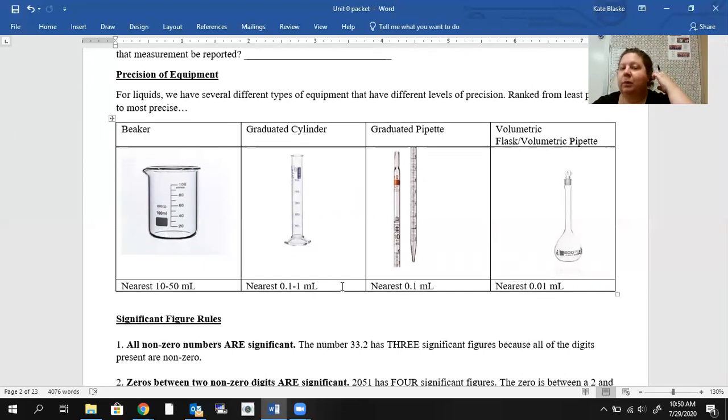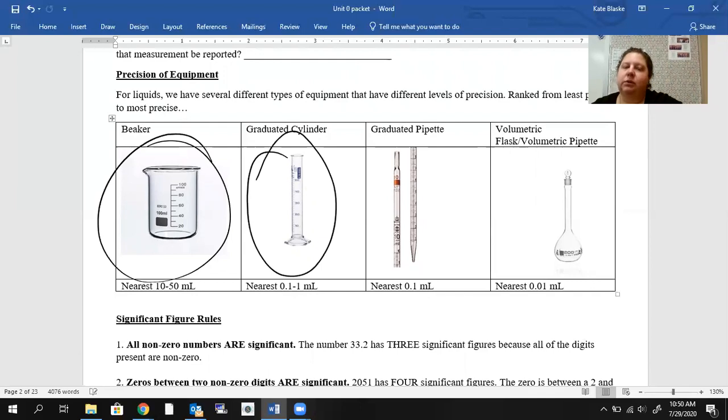Now, all of this equipment might not be things that we deal with every day in the lab, but there's a sort of a ranking of precision of our equipment that we have in the lab. Beakers are not very precise at all. They might have lines every 10, 20, 50 milliliters, depending on how large the beaker is. That means the most accurately we can read that is probably to the 10s place, possibly even larger than that on a beaker. Beakers are really good for holding liquids. They're not really good for measuring liquids.